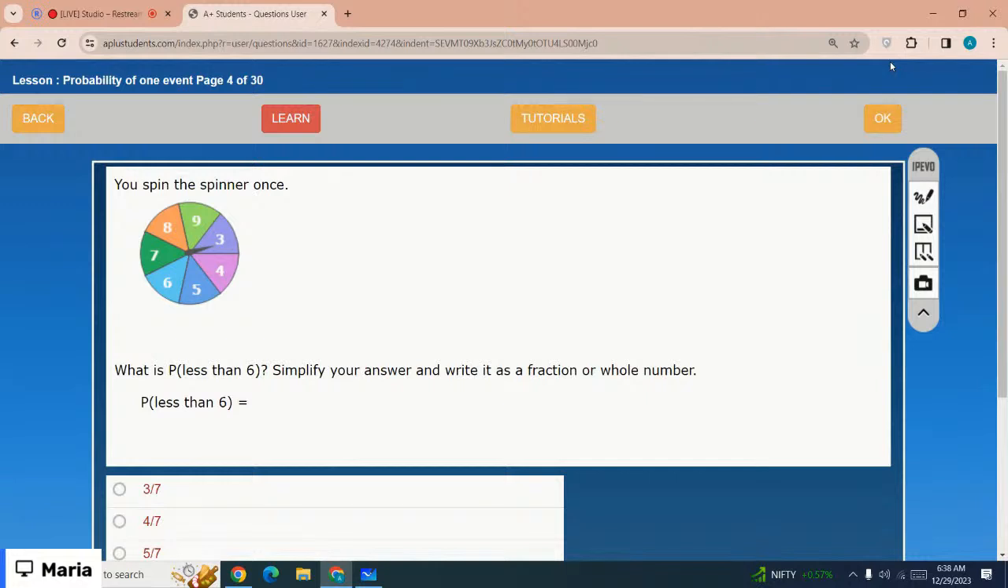You spin the spinner once. What is the probability less than 6? Simplify your answer and write it as a fraction or whole number. So which is the correct option?